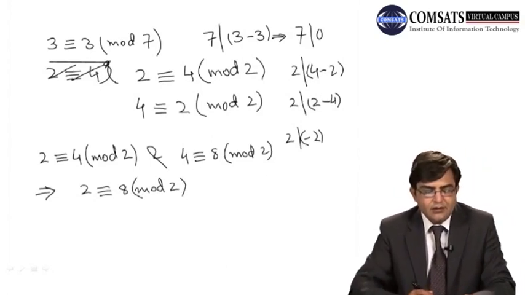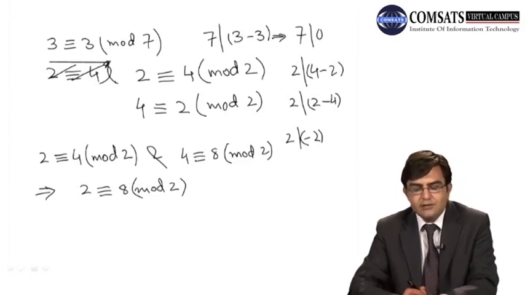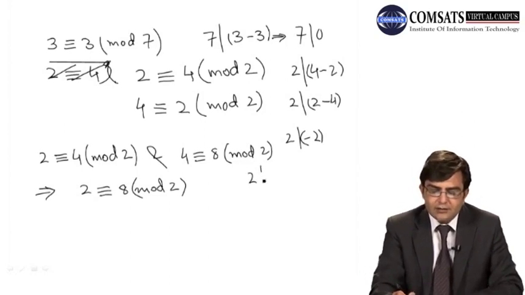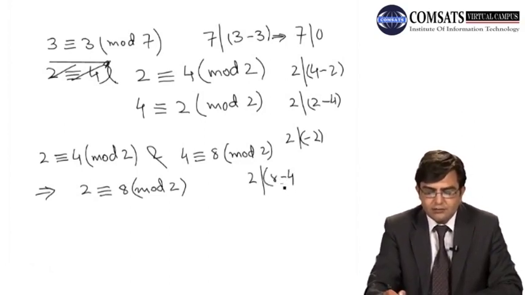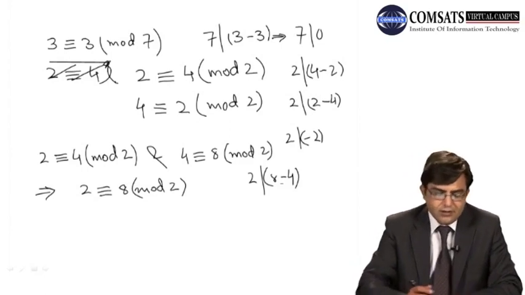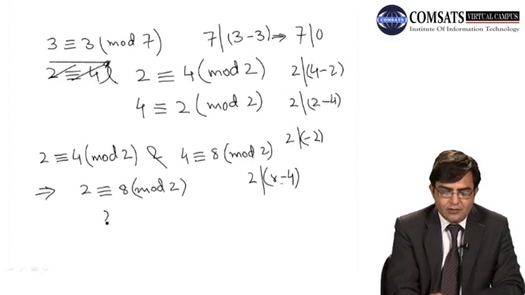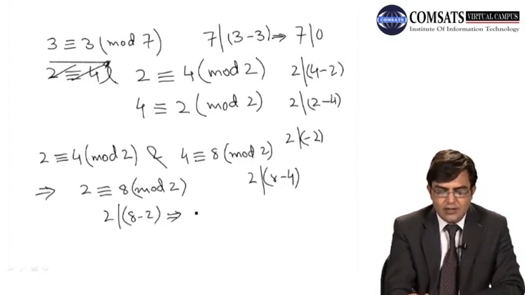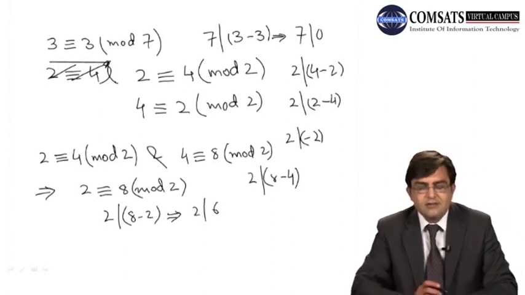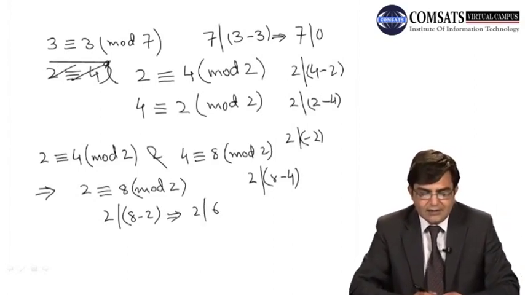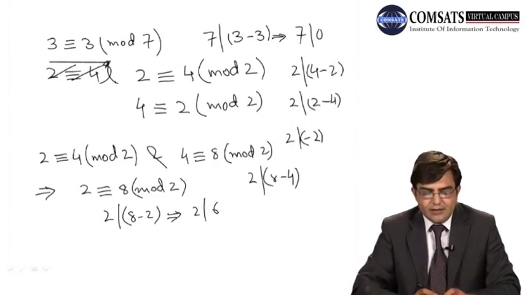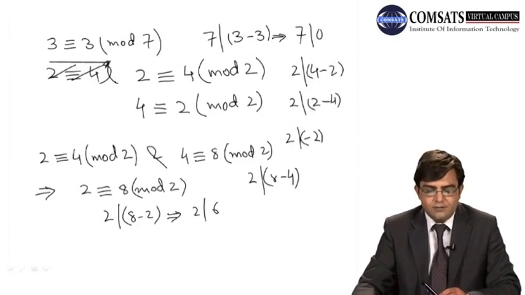Here we have 2 divides 4 minus 2, which is 2, so it is true. Here 2 divides 8 minus 4, which is also true because 2 divides 4. Then in this third case we have 2 divides 8 minus 2, which is 6. So 2 divides 6, so this is also true. This is basically the transitive property of mod congruence, and this is also always true.